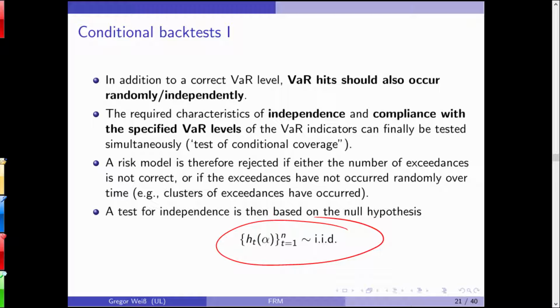By the way, some colleagues of mine from Dortmund University and I also developed a backtest that was published in the Journal of Banking and Finance that is slightly better than the Christoffersen and Pelletier test when it comes to the test of this IID assumption. Usually the Christoffersen and Pelletier test only tests one of the I's. It only tests the independence, it doesn't test the identical distribution property. We have a slight variant of this test.